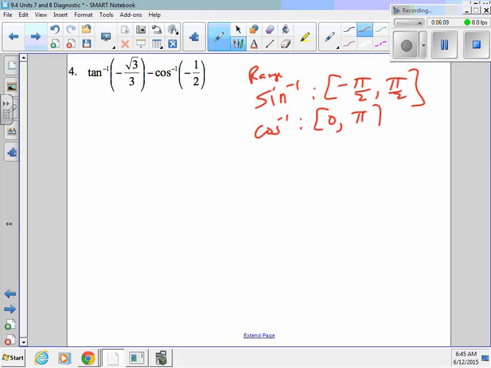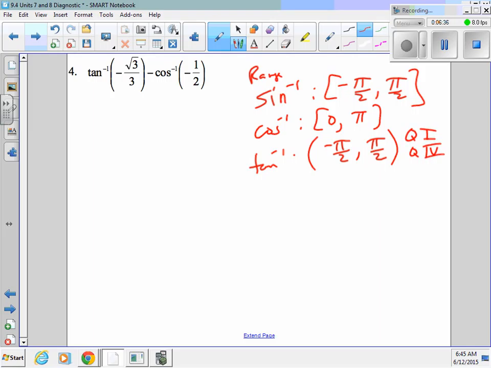Inverse cosine from 0 to pi. Inverse tangent is negative pi over 2 to pi over 2, not including the endpoints. And you can look back to the graphs as to why that's the case. So inverse tan of negative radical 3 over 3, tangent is negative in the second and fourth quadrants, and inverse tan can only spit out angles in quadrants 1 and 4.